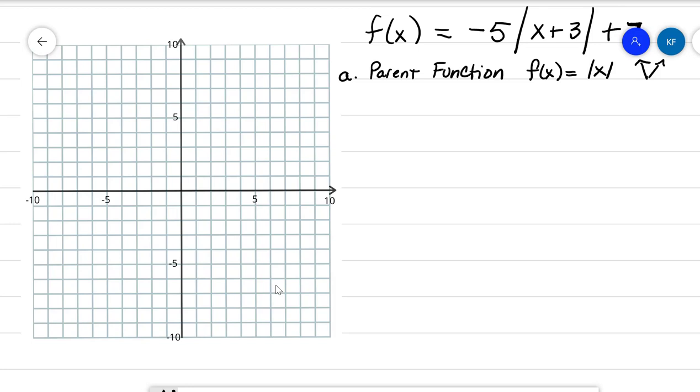Okay, the next thing we're going to do is look at the reflection, and yes, I do have one, but I also have this vertical stretch that's going to make the graph skinnier in this case. There are other graphs where if you have a fraction, the graph gets wider, but I'm going to do a skinnier vertical stretch on this problem. So we're going to go through and make the parent graph.